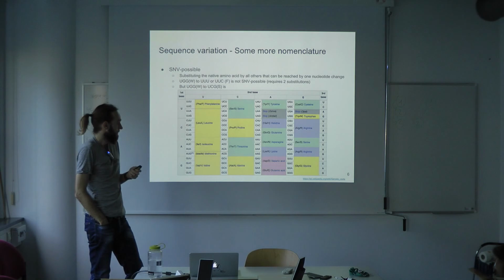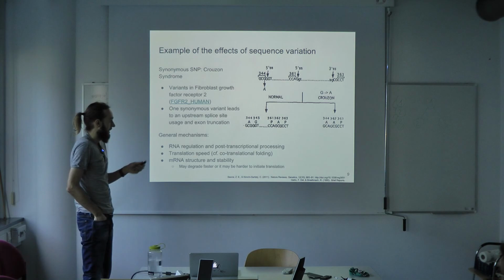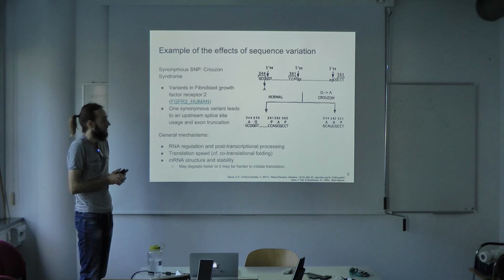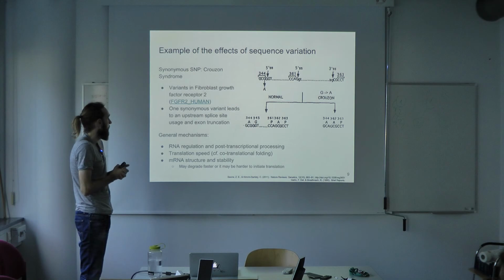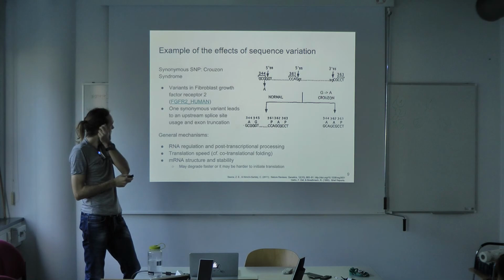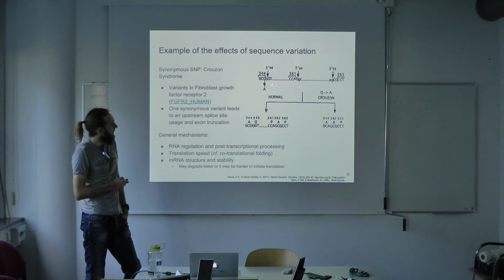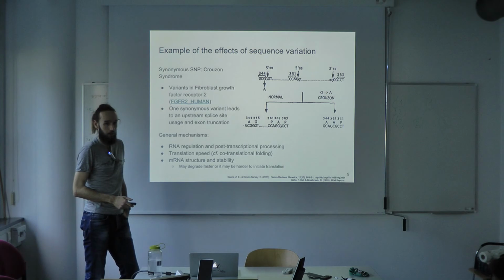And I listed a few more here. But let's first look at the example. So that's the other possibility: splice sites. This is a relatively arbitrary example from Crouzon syndrome. What we have here is a fibroblast growth factor receptor 2. And here is our variant. So GCG, we change to GCA. Both of these codons code for the same amino acid. So that doesn't change anything.